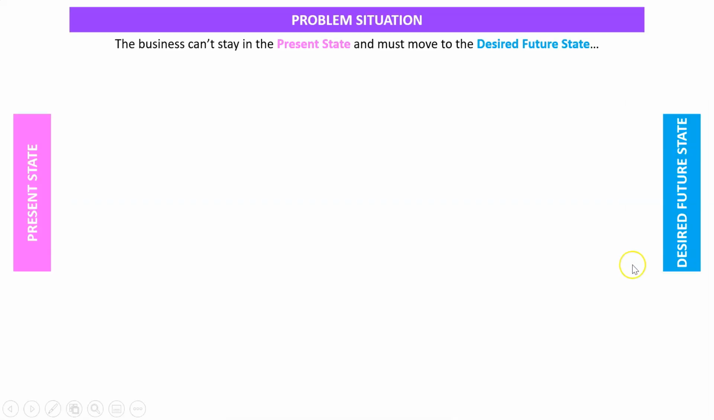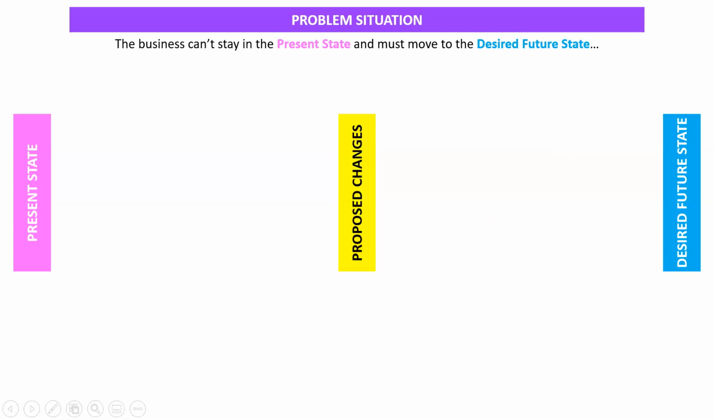How would you explain or apply the theory? So it's easy to represent as a diagram, hard to put into words. But we start with a problem situation. The business cannot stay in the present state. It must move to a desired future. We call that a problem situation. And it's going to do that with a proposed change.